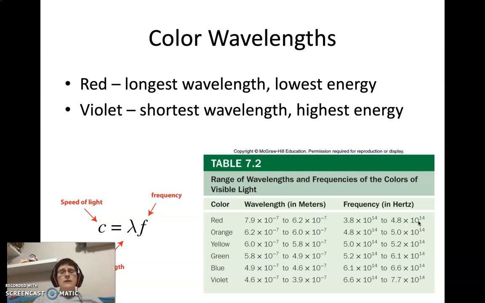And violet, on the other hand, is on the other end of the spectrum. It's going to have the shortest wavelength comparatively and the highest energy because it has the highest frequency. So there's our ROY G. BIV. No BIV because of the missing indigo.